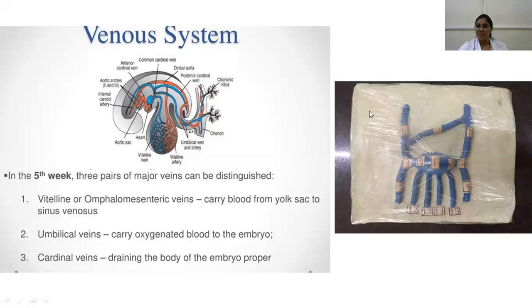So that part they'll ask you. The main thing is identification of what the model is about, and whatever structures you see, you have to be able to identify them and know the fate of these structures. So this will be lost, and this will become your brachiocephalic vein, and then right and left together will be forming a superior vena cava.